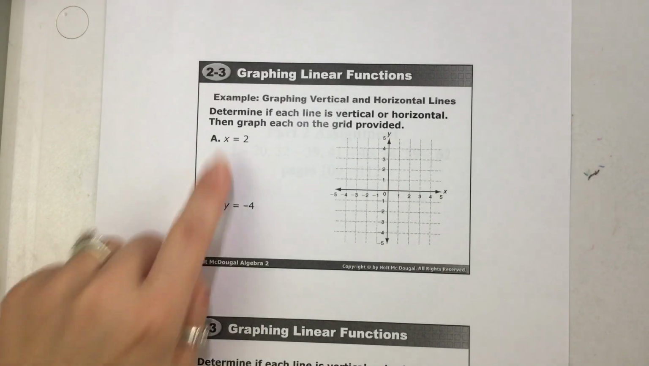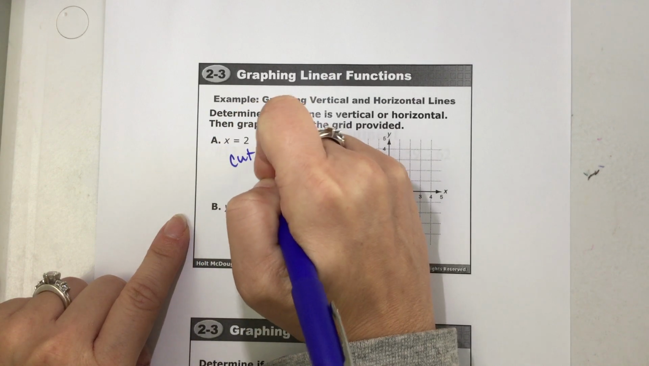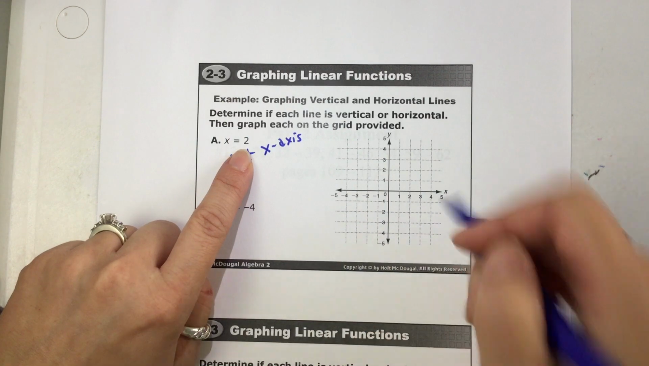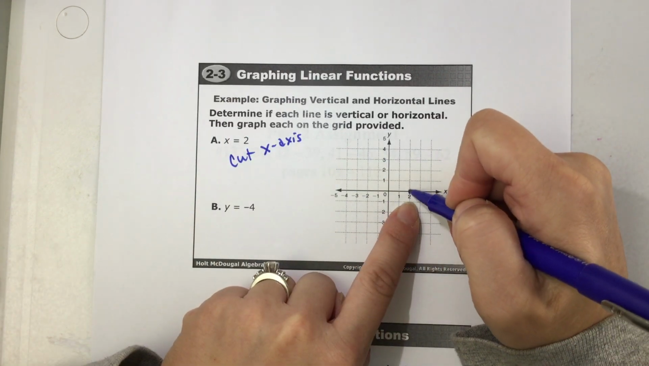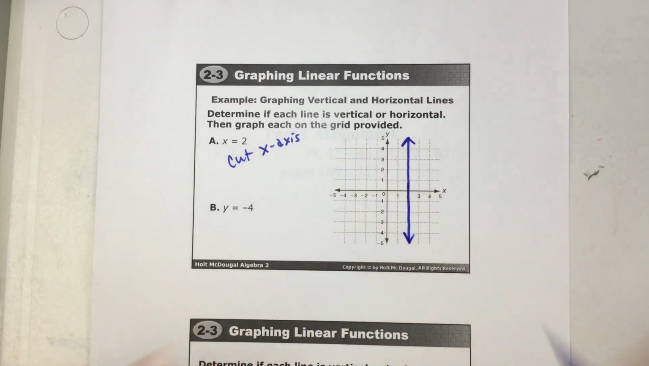All right, let's go ahead and do a few of these. So this is x equals 2. So you need to cut the x-axis. Now x runs side to side. If x is positive 2, I'm going to the right 2. I need a line that cuts through the x-axis at that value.